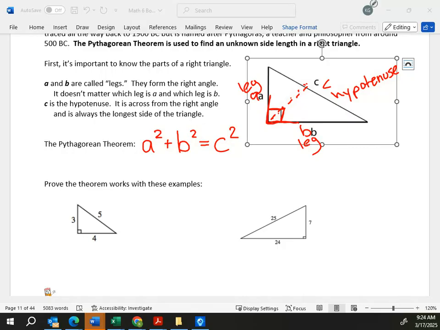What does it mean when we square something? Emma? It's basically times it by itself. Yeah, you times it by itself. So that would be A times A plus B times B, and that equals C times C. So remember, when we square, we do not multiply it by 2. We multiply it by itself. So A times A, B times B. Then you add them together, and that equals C squared.